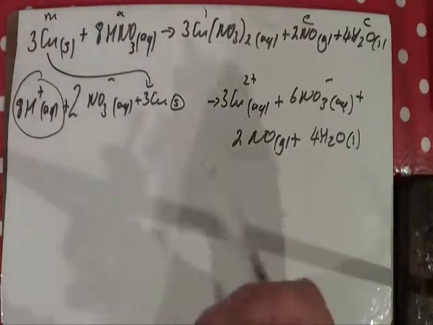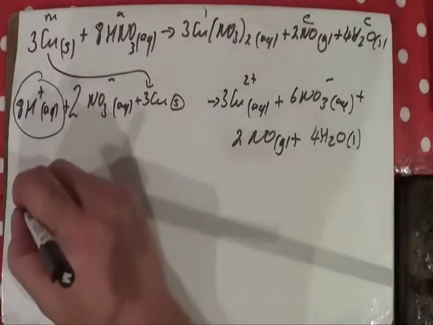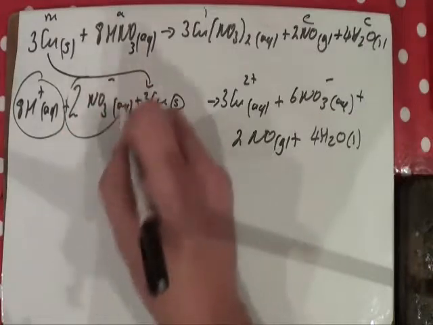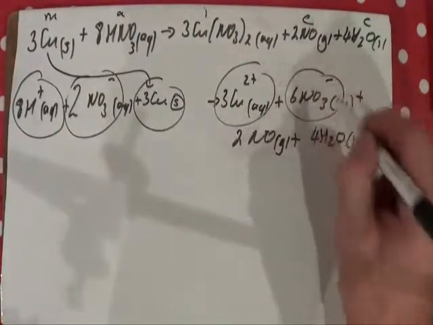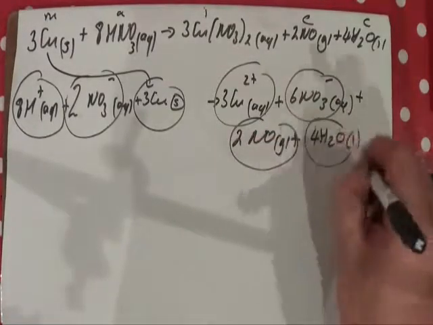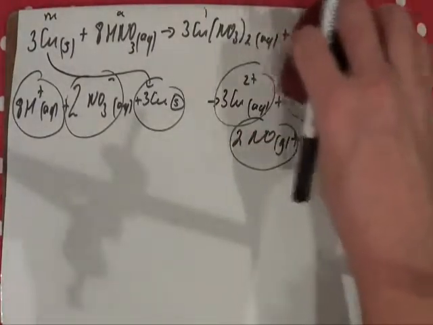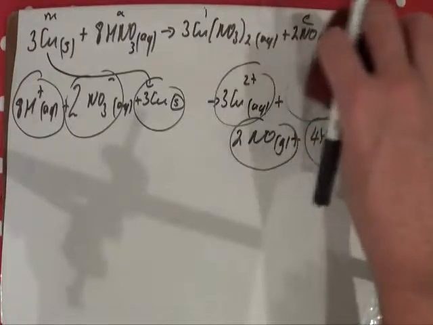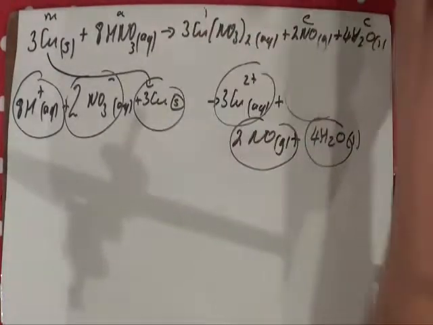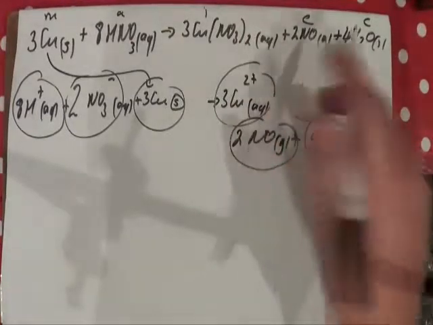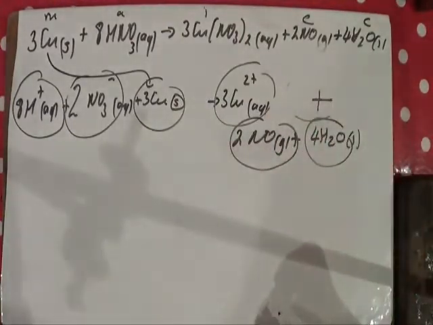Okay, so let's have a look at what we have left over now. So those have changed, those have changed. These are obviously being produced. Those nitrate ions are the 6 nitrate ions that I should get rid of, because they were the 6 that were unchanged over here. And that is my final ionic equation.